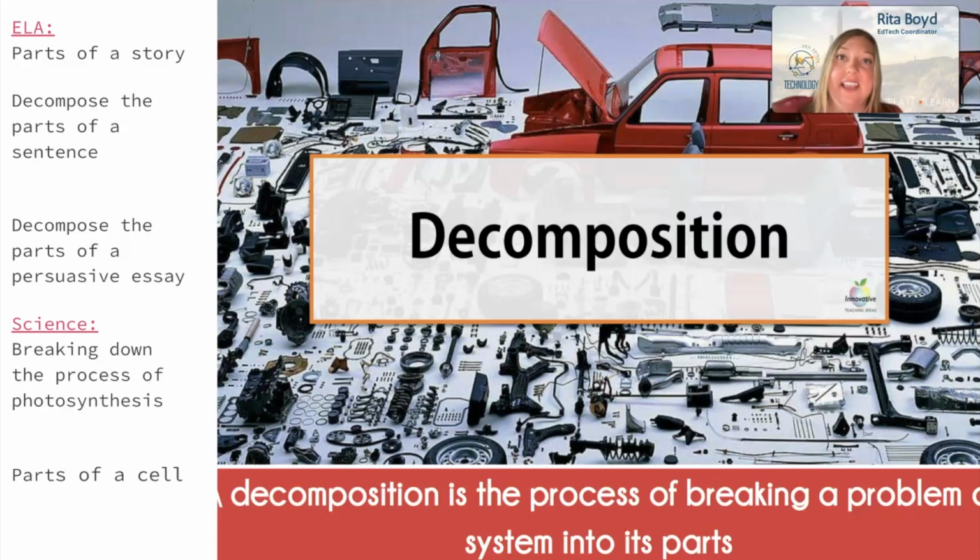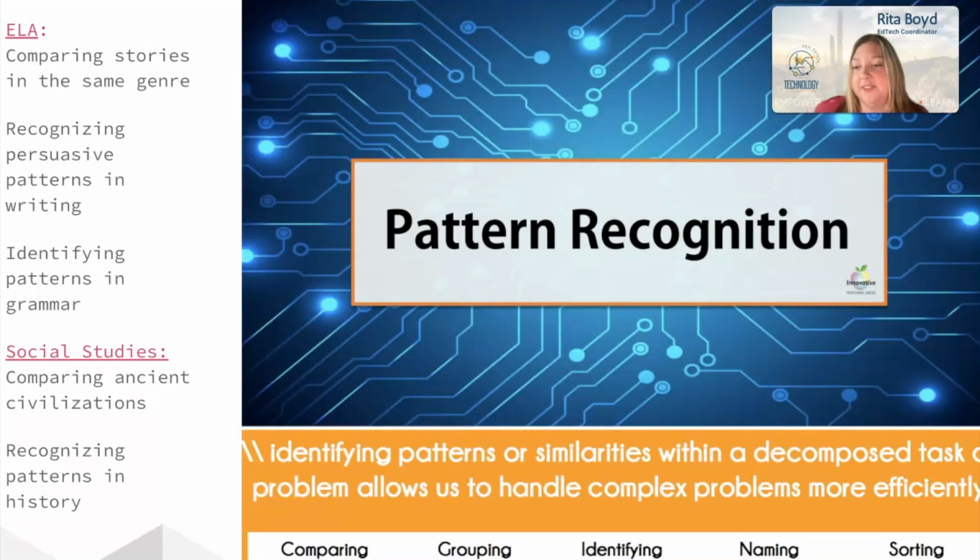So instead of giving my students the plot mountain and going through and defining each part, I might have them start by looking and seeing, can they pull apart the story into parts? What do they notice about a story? Or what do they notice about these plant cells? Can they look at the different parts and see how they make up the greater cell before we even go into defining those parts? So decomposition makes a great anticipatory set.